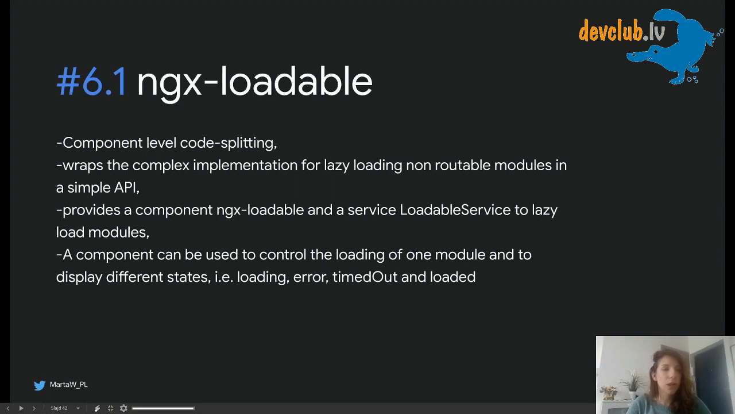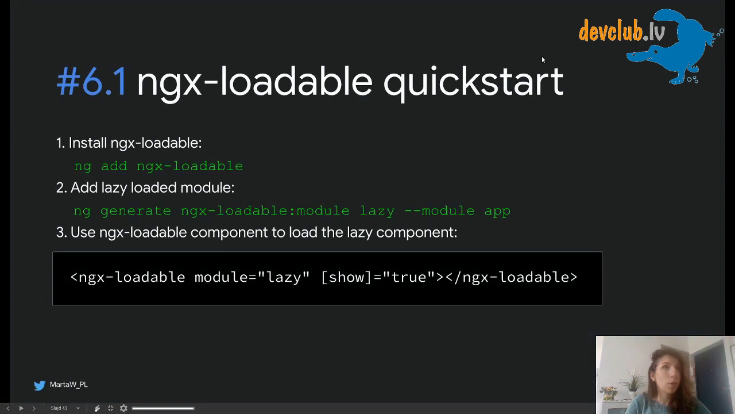So the first one, NGX Loadable. This is component level code splitting, and we already know that Angular has lazy loading on modules, but typically each route tends to have a lot of different components, so that's why we use component level code splitting. We use NGX Loadable components and the loadable service to lazy load modules, and inside these lazy loaded modules we can use these lazy loading components. And this is how you can apply it into your app.